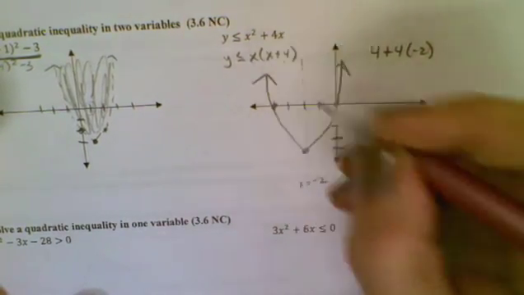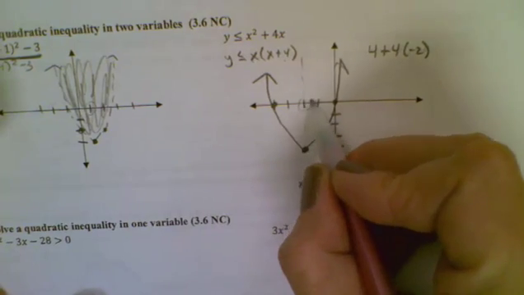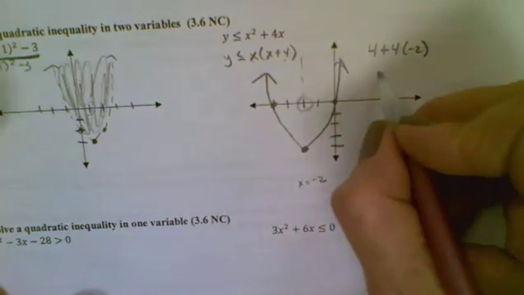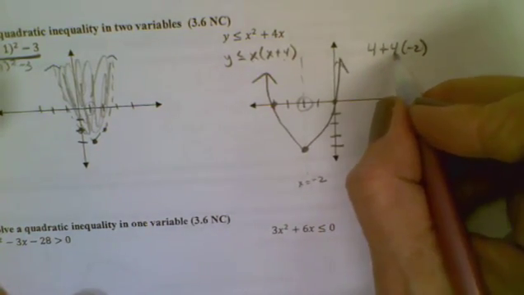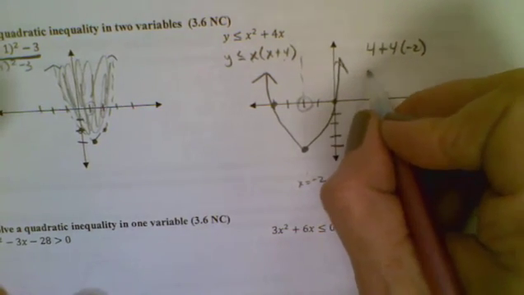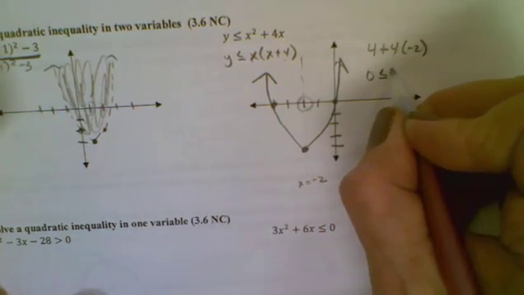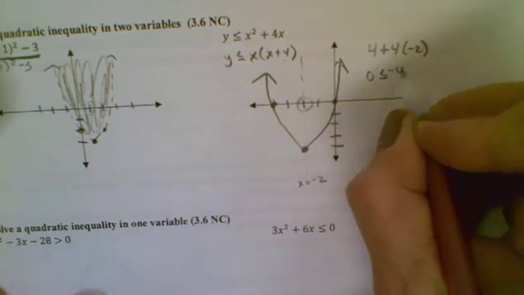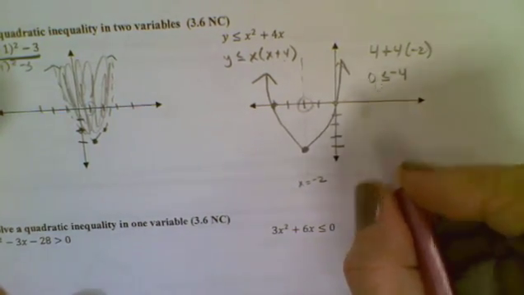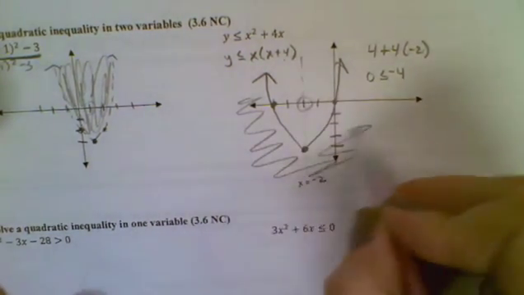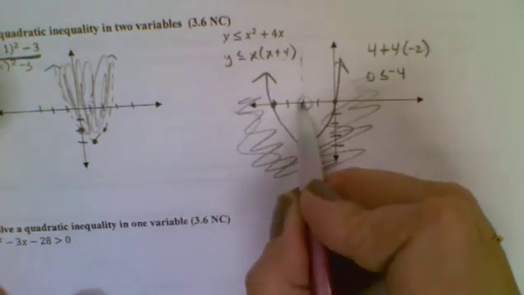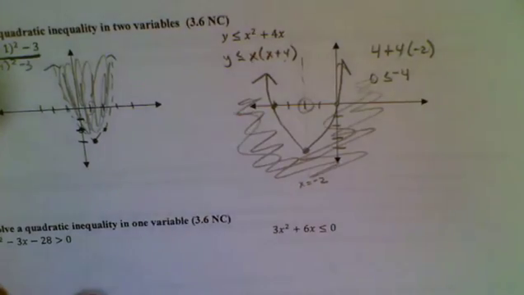And again, you can pick a point. Let's pick -2, 0. So if I put in x is -2, I already know what I get. I get -4. So is 0 less than or equal to -4? No, 0 is bigger than -4, so I want everything below or outside. So if this isn't true, I have to shade the other side.